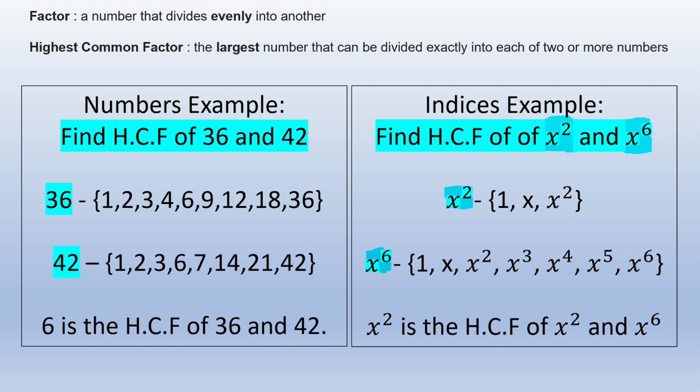Alright, quick recap. A factor is a number that divides evenly into another number, and the highest common factor is the largest number that can be divided exactly into each of two or more numbers. I've done two examples down below, one with numbers. We'll start with this one.